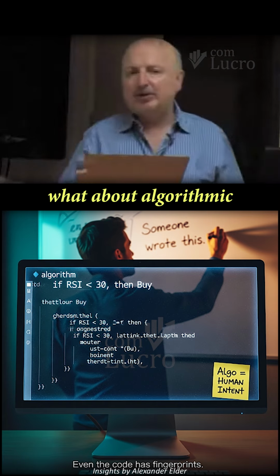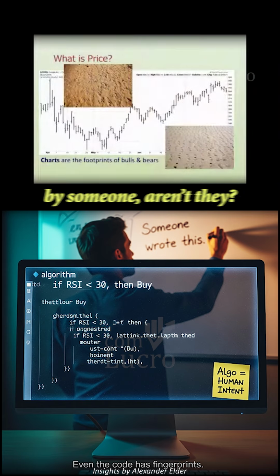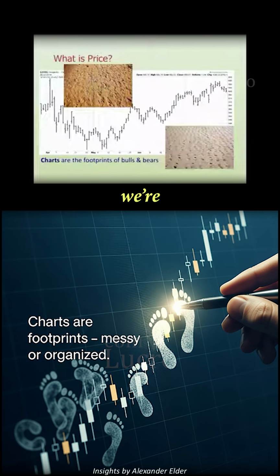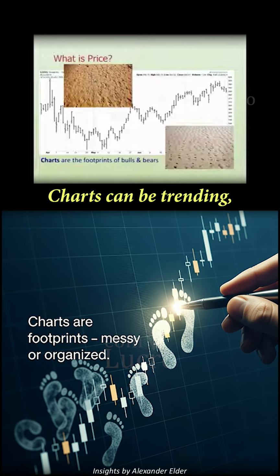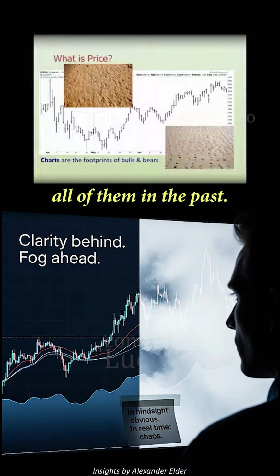And you can say, oh, what about algorithmic trading? Well, those algorithms are programmed by someone, aren't they? When we're looking at the charts, we're looking at footprints. And those footprints can be very messy or they can be very organized. Charts can be trending or charts can be caught up in congestion zones. Very easy to see all of them in the past, very difficult at the right edge.